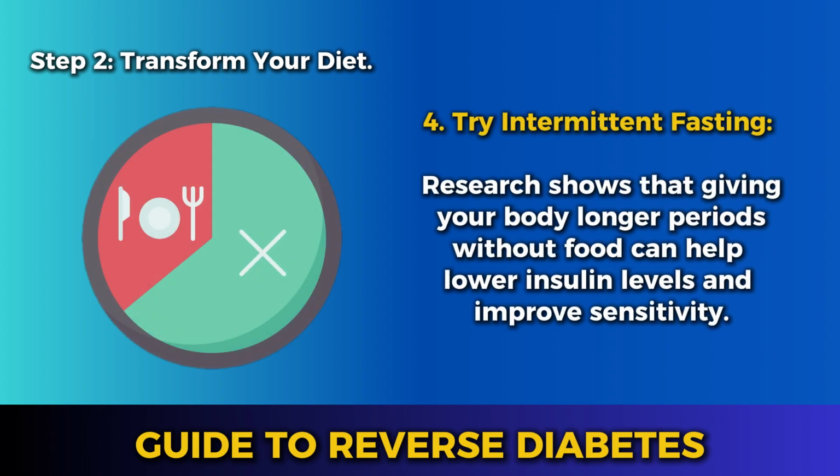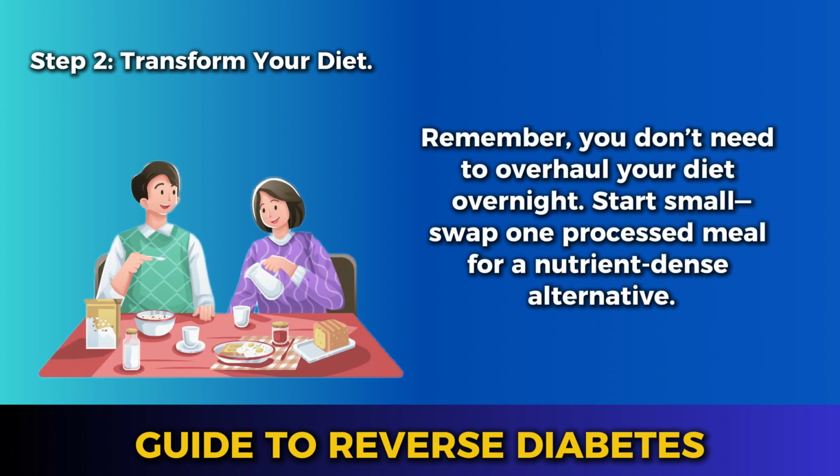4. Try intermittent fasting. Research shows that giving your body longer periods without food can help lower insulin levels and improve sensitivity. Remember, you don't need to overhaul your diet overnight. Start small, swap one processed meal for a nutrient-dense alternative.